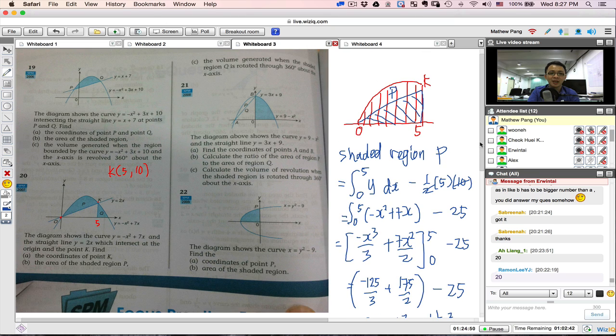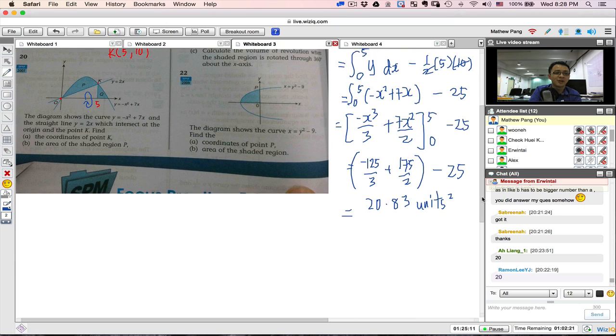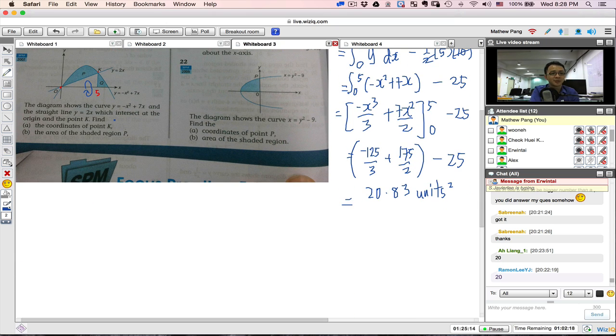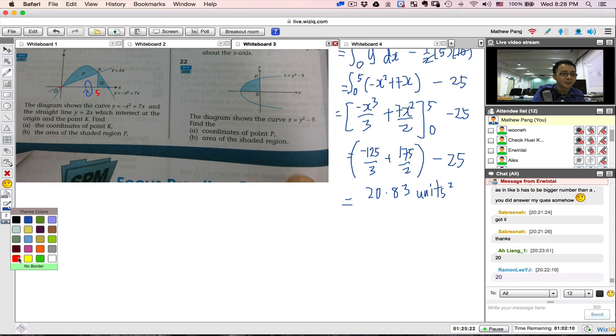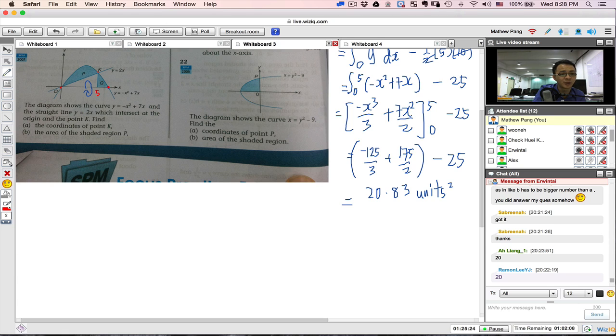Alright, then we do the part C. Alright, for part C, he asks you to find the volume generated by the shaded region Q 360 degree on the x-axis. Mean my shaded region Q here, he's going to rotate 360 on the x-axis here. So it's not that hard to actually understand this one. But of course you need to find this coordinate first. Yeah, where's the intersection point there? Yes, let me use red color. You need to find this coordinate first, because you need to know the limit.